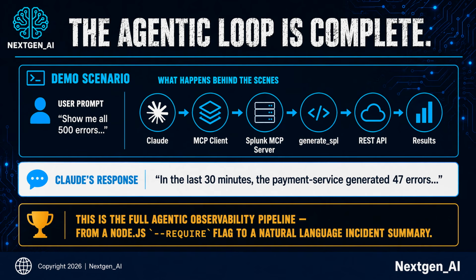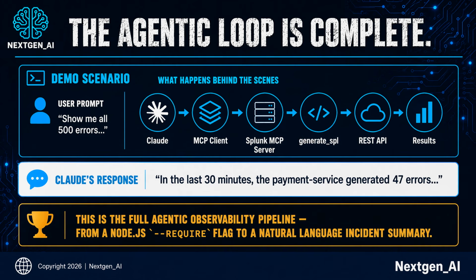Claude processes this request and immediately invokes the MCP bridge. It calls Generate SPL to construct an optimized query targeting the OpenTelemetry index, filtering for the checkout service and status codes above 499. It then calls Execute SPL to run the search. Splunk returns the aggregated results.